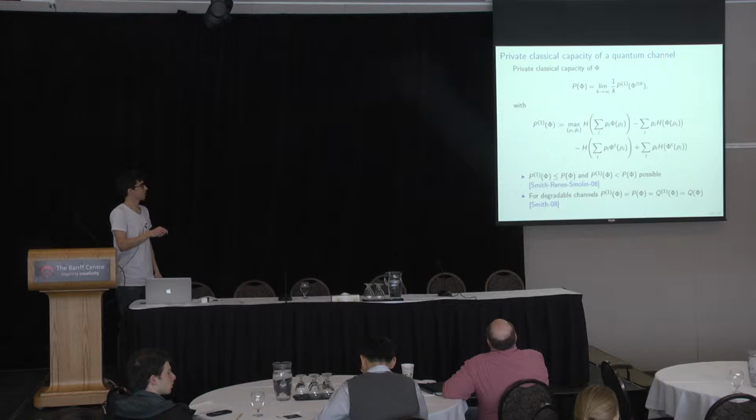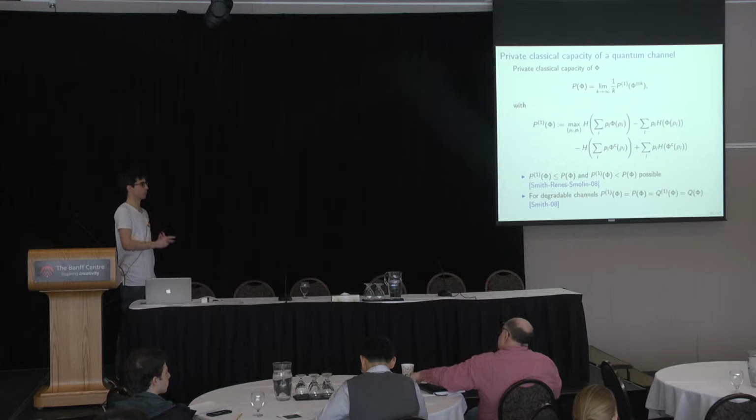So this is defined as this quantity here. Again, we have a limit here, a regularization, and this P1, this private information, as it is called, is given by a single letter optimization problem that is also not so easy to compute directly. Almost everything is similar as with the quantum capacity, so we know that P1 is always a lower bound to P. We know that this lower bound can be strictly worse. In other words, we know that this limit here is necessary, and we know for degradable channels all these quantities coincide. So the private information is the same as the private capacity, which is the same as the coherent information, which is the same as the quantum capacity.